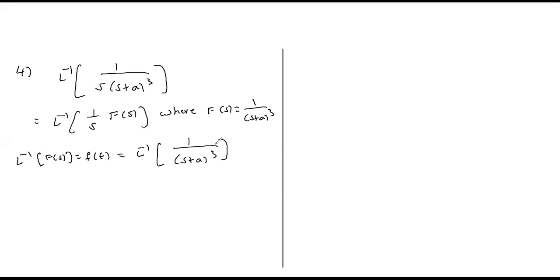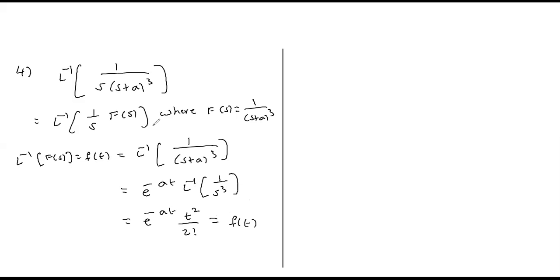Now you can see it is a function of s plus a. Now I can use the first shifting property. So I can write it as e power minus at into L inverse of 1 by s cube. What is L inverse of 1 by s cube? t square by 2 factorial. So this is nothing but f of t.